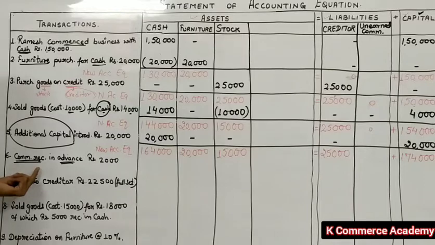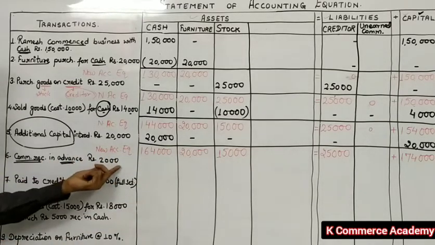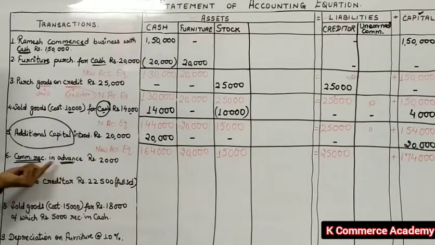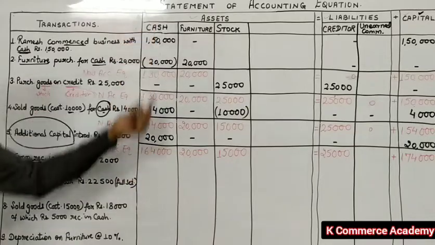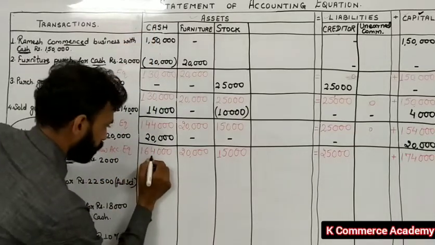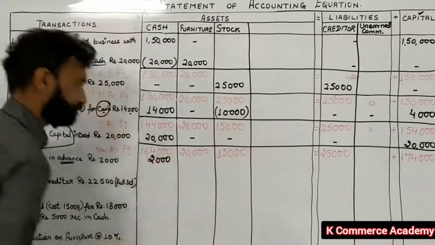So what will be the treatment in this statement for this transaction? Rupees 2,000 will be added to cash. Obviously if you have received, you must have received in cash, or कोई form हो नहीं सकता. Either we will receive in cash or by check. So rupees 2,000 will be added to the column of cash. So let us add it, rupees 2,000.